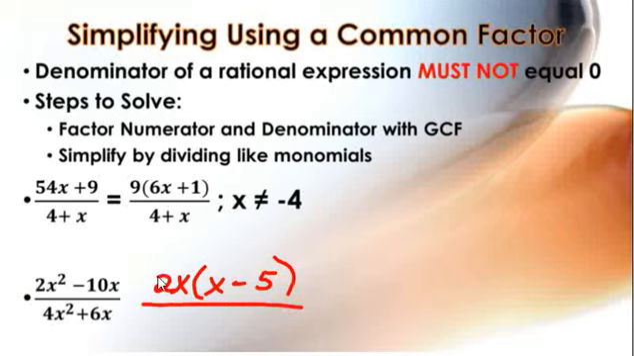The denominator, the common factor of 4 and 6 is 2. I can take an x out of both of them. And what I have left is 4 divided by 2 is 2.